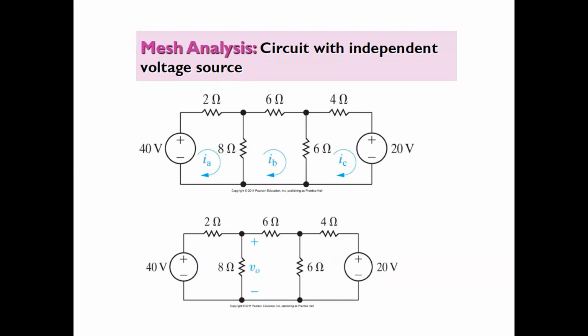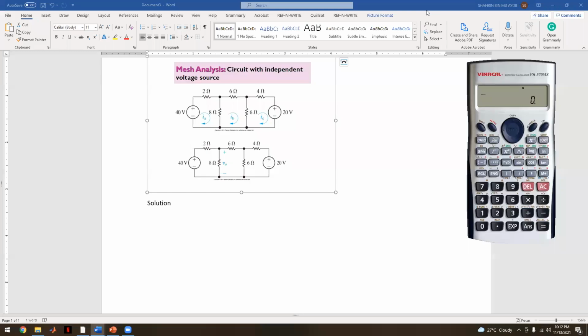Okay. So this is the example that I think we can discuss in this pre-recorded video. The question is to find VO. So as you can see, we have three current loops, so we have three mesh currents.